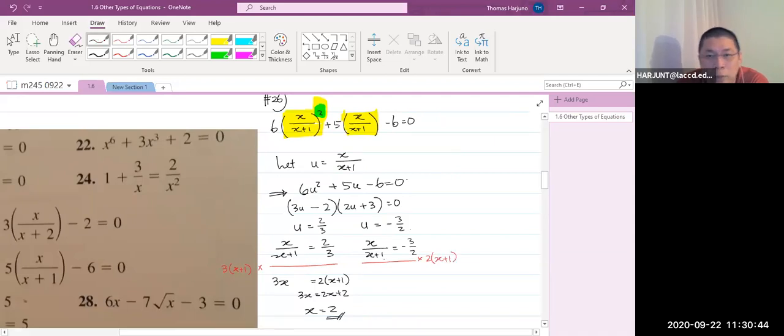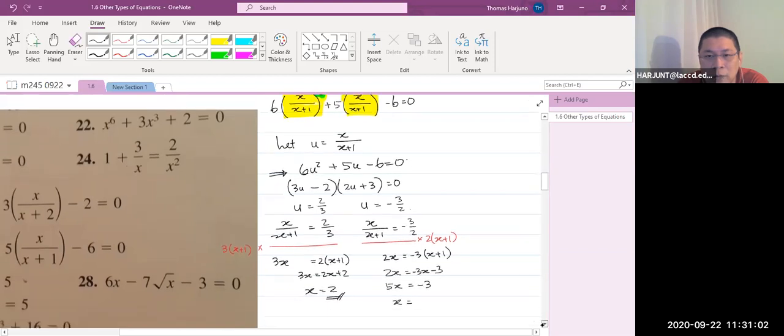Then it will be 2x equals negative 3 times x plus 1. So 2x equals negative 3x minus 3. 5x equals negative 3. x equals negative 3 over 5.